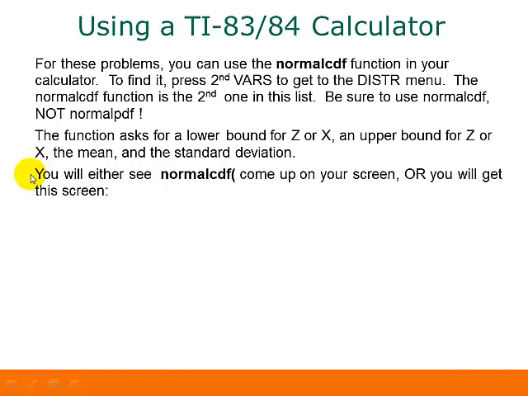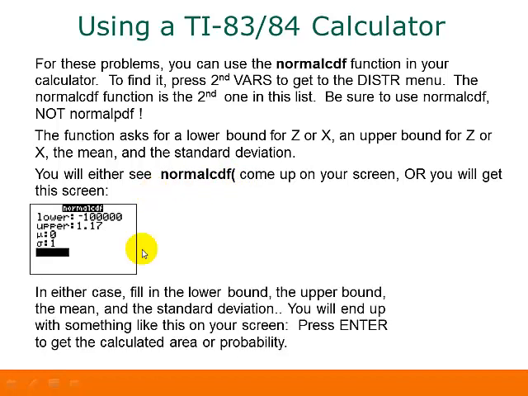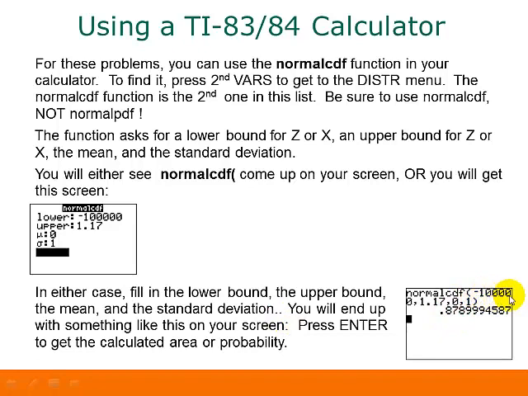And again, depending on what kind of calculator you have, you will either see normal CDF with a parentheses come up on your screen, or you will get a screen like this one. In either case, fill in the lower bound, the upper bound, the mean, and the standard deviation. Once you do that, you should end up with something like this on your screen. So here we have lower bound, upper bound, mean, and standard deviation. Press enter, and that will give you the calculated area or probability.